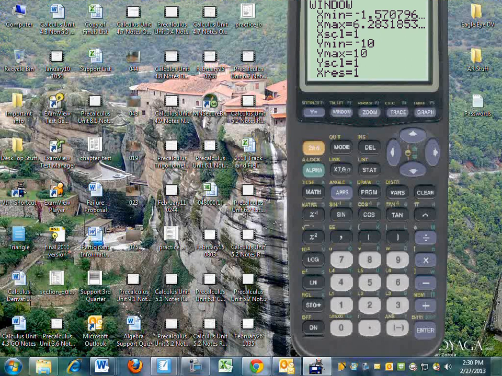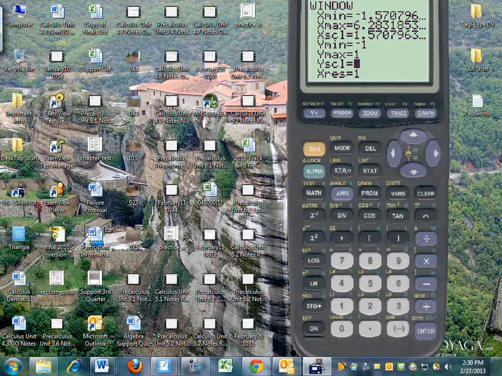Okay. Scale. How often is every tick mark? Pi over 2. Good. Pi divided by 2. What's my biggest y value? 1. No. Oh, yes. But my smallest y value is negative 1. Biggest y value is 1. We got to scale every one. I don't know what x res is. I've never really thought about that. Everybody good? X scale is pi over 2. Got it? Graph.